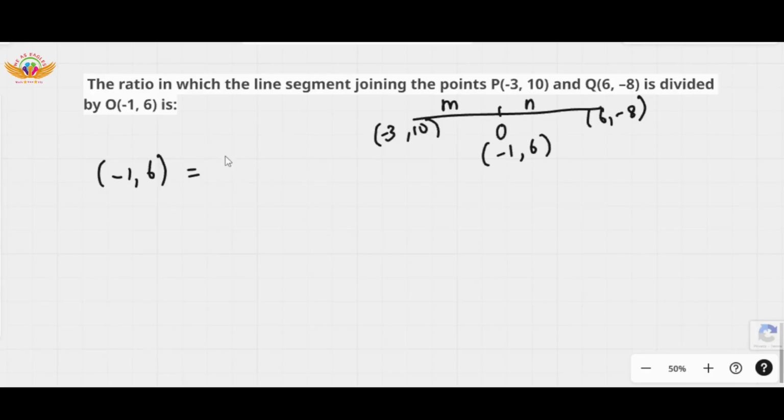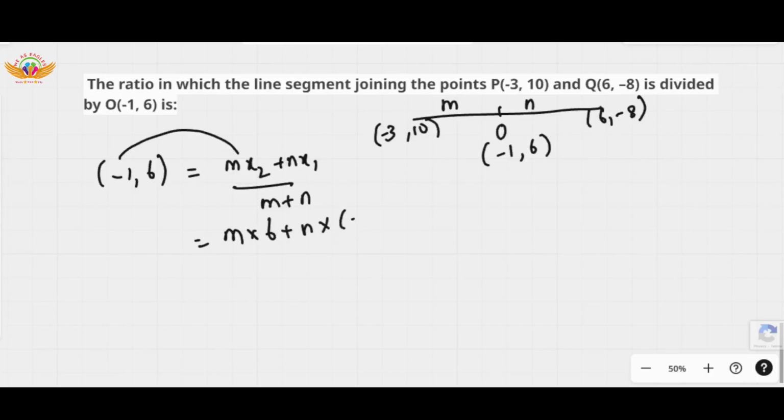So what is the section formula? Just go with only the first term. Don't do two terms because this is an MCQ question. No need to write the x term and y term. Just go with (mx2 + nx1)/(m + n), that is equal to minus 1. We don't know m. x2 is 6 and n into x1 is minus 3, divided by m plus n, will be equal to minus 1. Bring this m plus n to the left hand side. It will become minus m minus n.